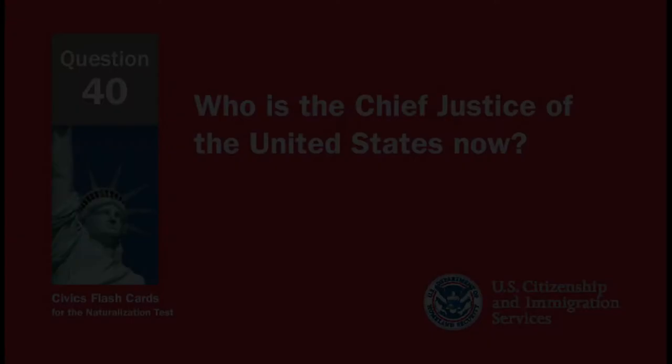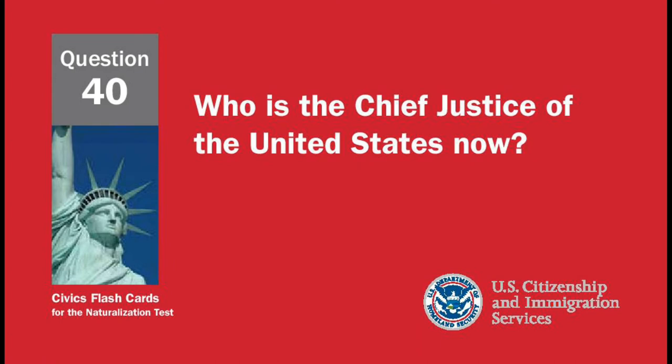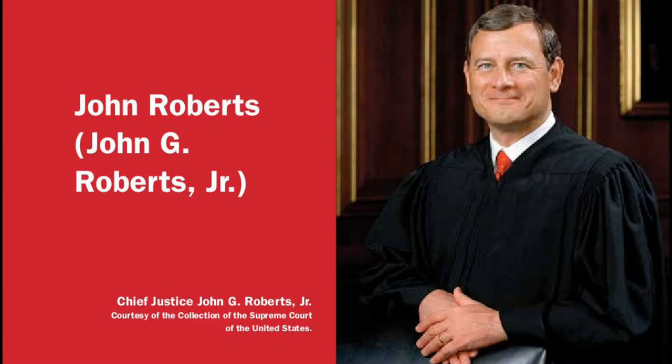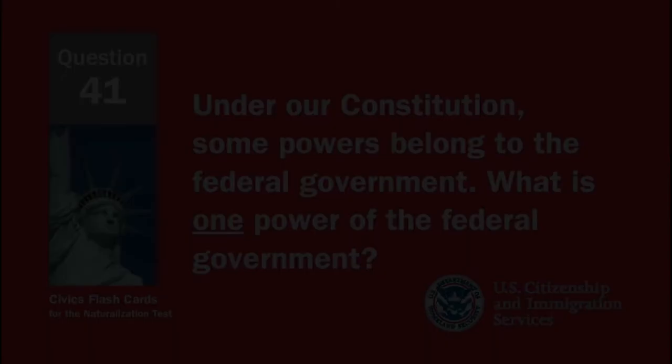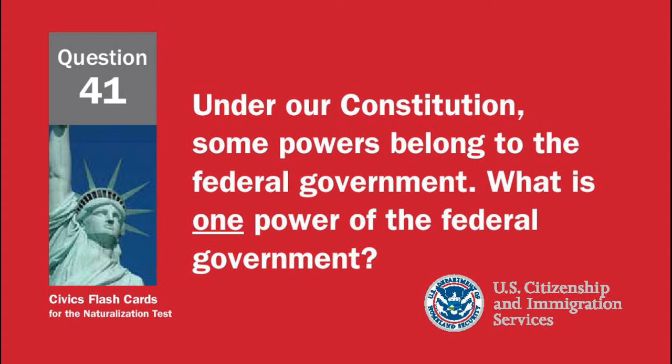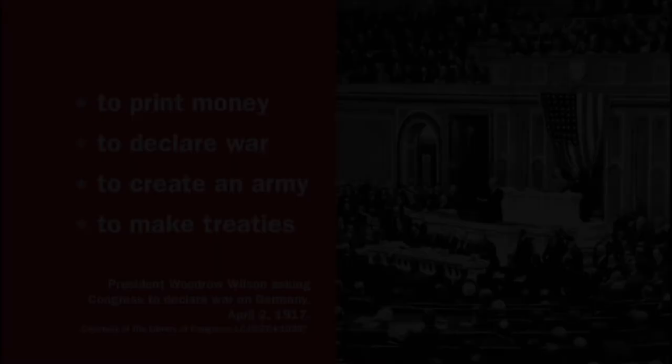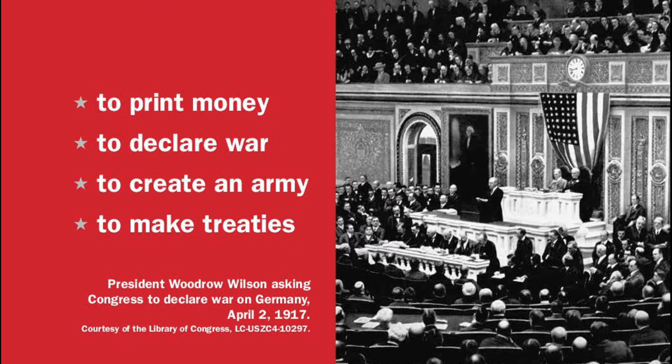Who is the Chief Justice of the United States now? John Roberts. John G. Roberts, Jr. Under our Constitution, some powers belong to the federal government. What is one power of the federal government? To print money, to declare war, to create an army, to make treaties.